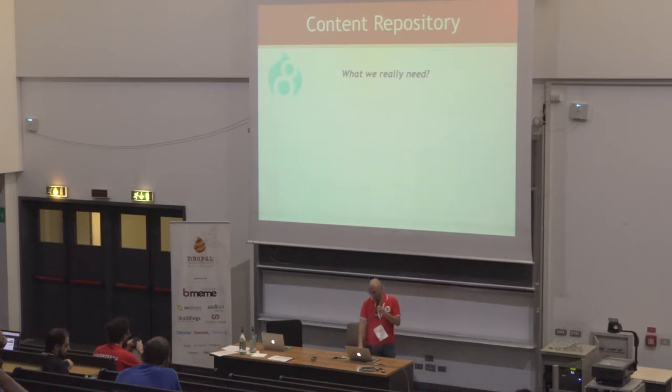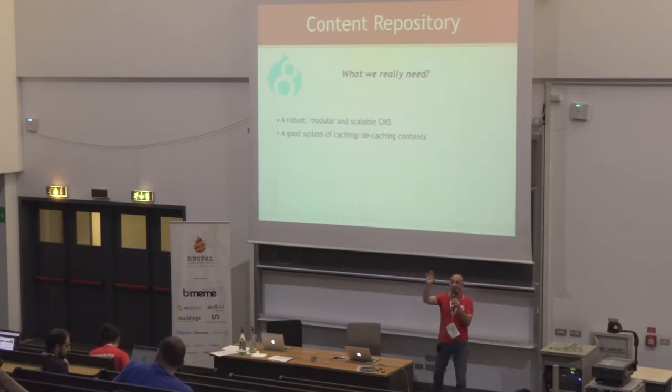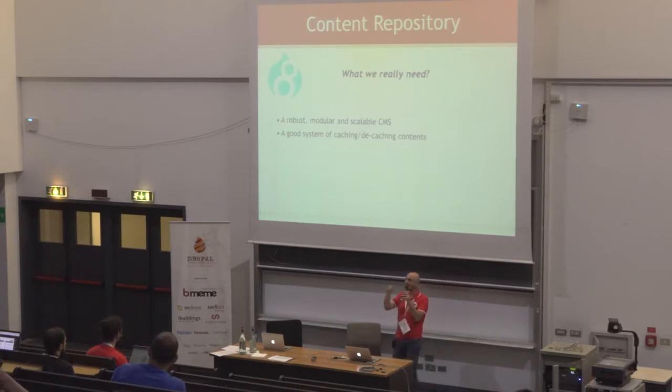What do we really need? We need a robust, modular, scalable CMS, and that's clear. But we need a really good caching system and page caching, because all our transactions are via web services. So I have to be sure that when I update content on my content repository, or create new content on my content repository, I can update the front end in less time.